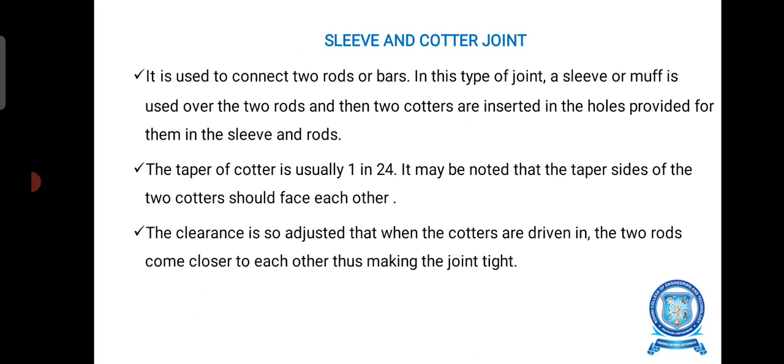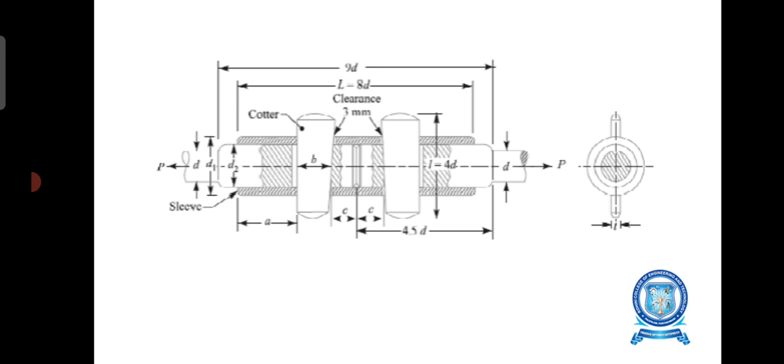The clearance is so adjusted that when the cotter is driven in, the two rods come closer to each other, thus making the joint tight, right? This is the cotter joint shown in the figure, right? Next we can see the design procedure for sleeve and cotter joint elaborately.